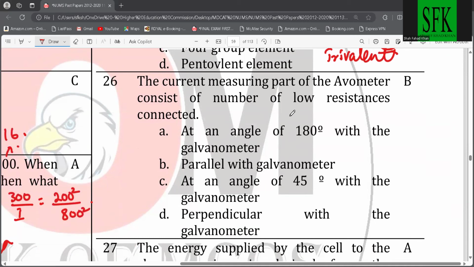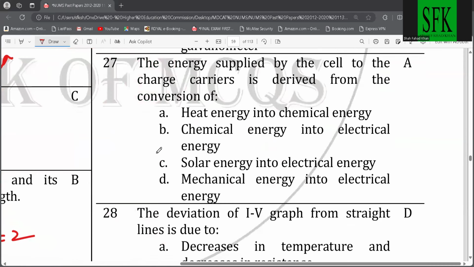Now, current measuring part of an AVOmeter consists of a number of low resistance connected at an angle of 180 degrees parallel to the galvanometer, perpendicular of 45. Now, see, if you are measuring current, current is always in series, right? Ammeter is always in series. So you can just say this parallel to the galvanometer.